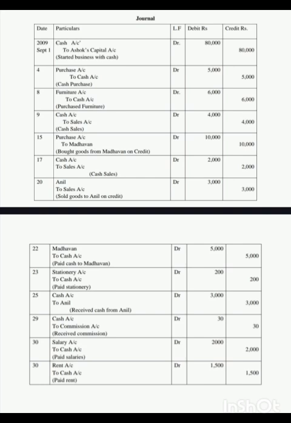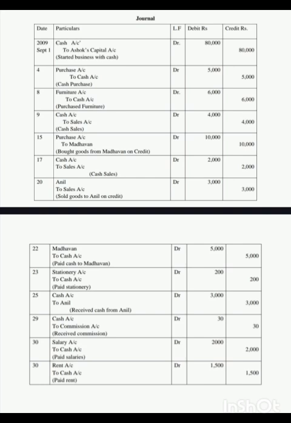25th September, received cash from Anil 3,000 rupees. Anil, who was our debtor, is now paying the money he owed. Cash account is a real account, asset, and cash is coming in, so we debit cash account, debit what comes in. Anil account is a personal account, and as he is the giver, we credit Anil account, credit the giver.